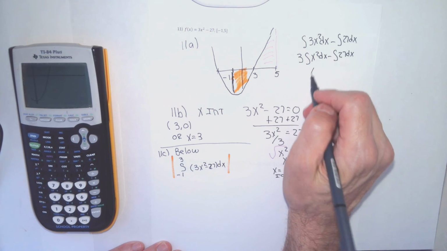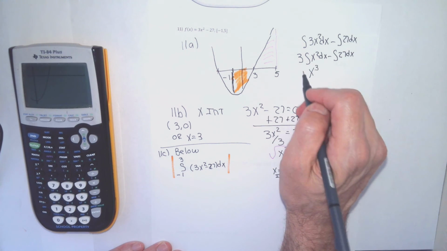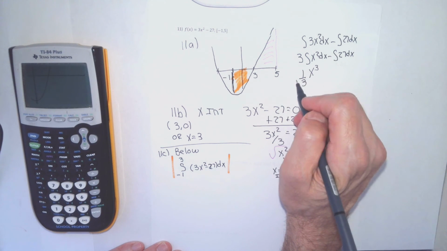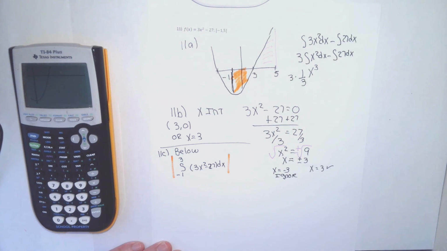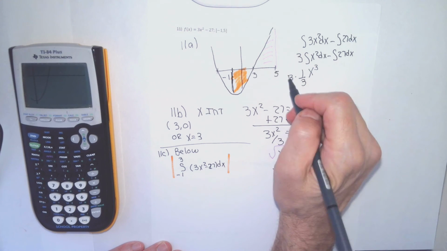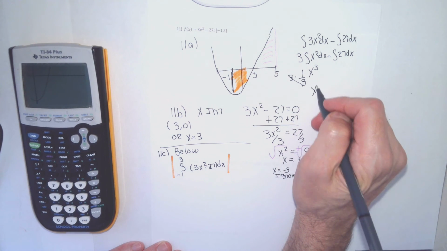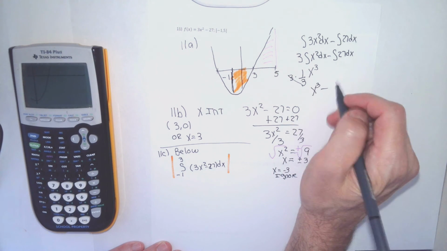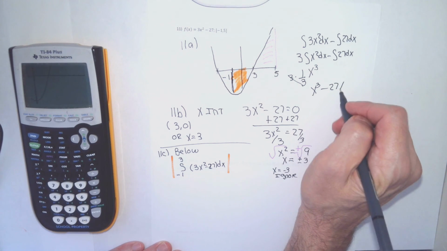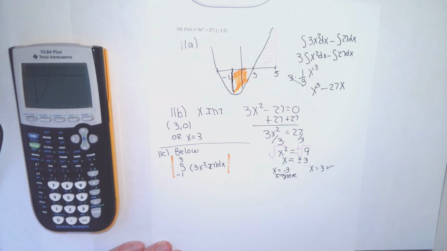First integral, I add 1 to the exponent and get 3. Multiply by 1 over the new exponent, which is 1/3. I still have a 3 out front. This first integral is going to come out to x cubed. For the second integral, it's a constant. You just tack an x on. So this integral comes out to x cubed minus 27x.